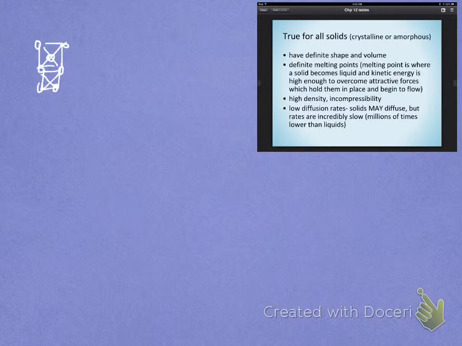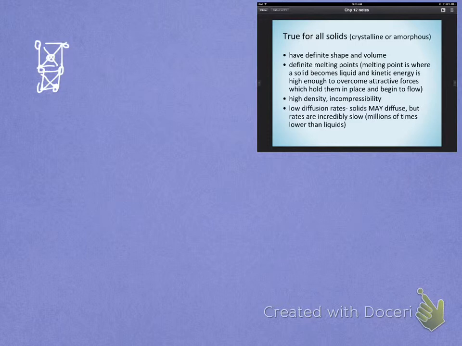They have definite melting points, and the melting point is where we go from being a solid to a liquid. The melting point is the point at which you've got enough thermal energy. Because remember, temperature is actually a measure of what other kind of energy? Kinetic. Kinetic molecular. So the melting point is the point at which you've got enough kinetic molecular activity to overcome those attractive forces, to overcome those bonds, and they start to flow.